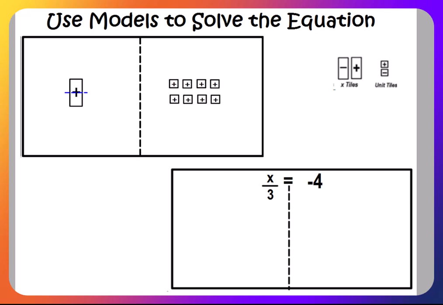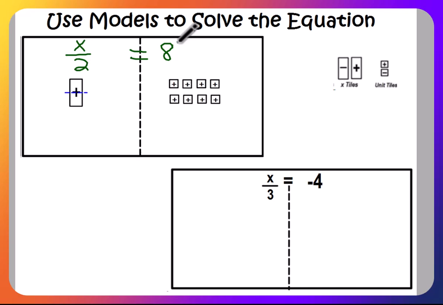Okay, now we have a little bit different problem here. Let's look at what this model is showing us. You'll see it shows 1x, and what is being done to the x tile? It's being divided into 2 parts, isn't it? So the equation would be x divided by 2 equals, and what does it equal? 2, 4, 6, 8 positives. X divided by 2 equals 8.